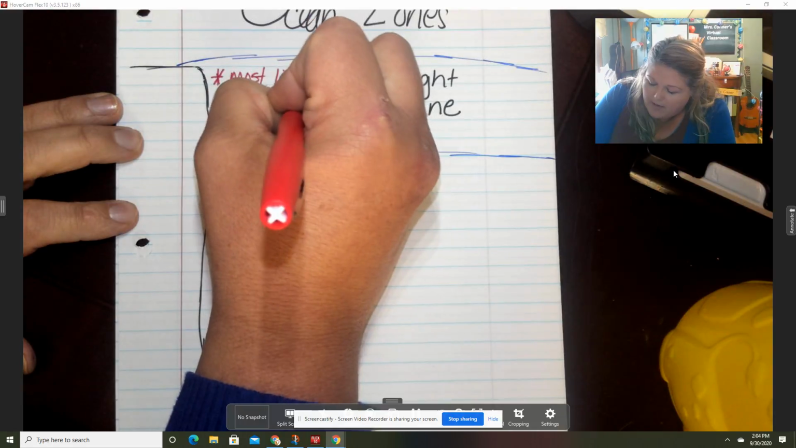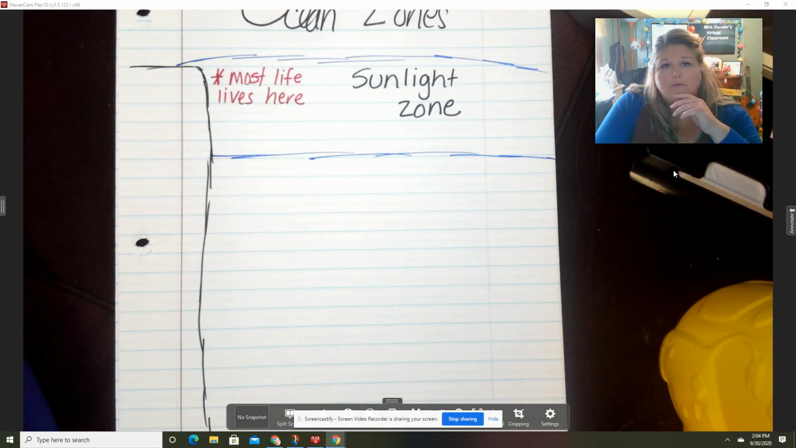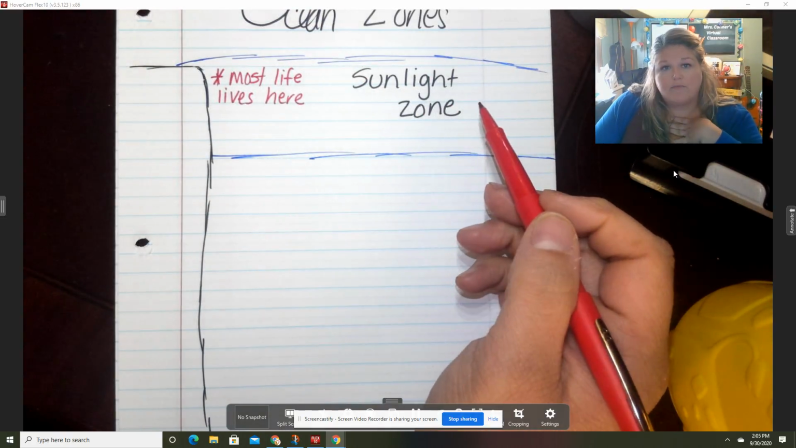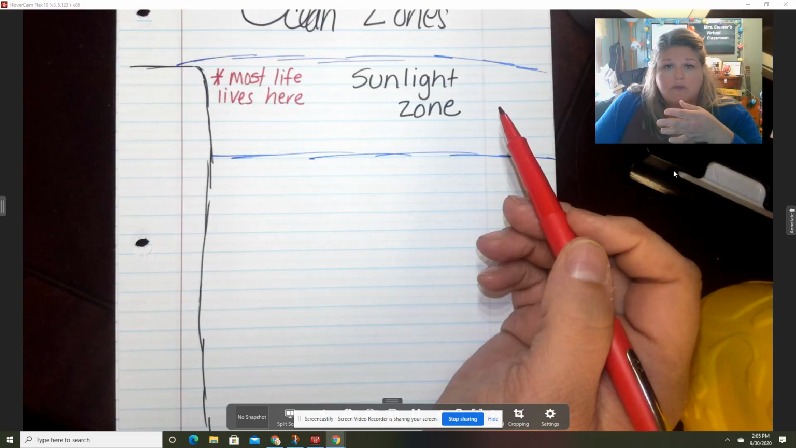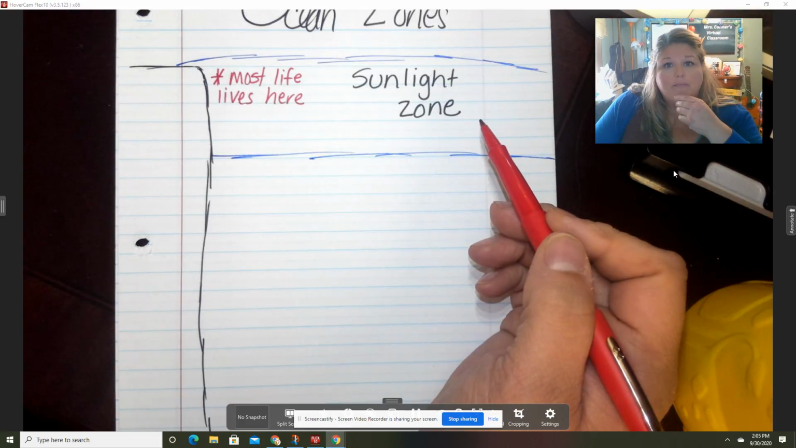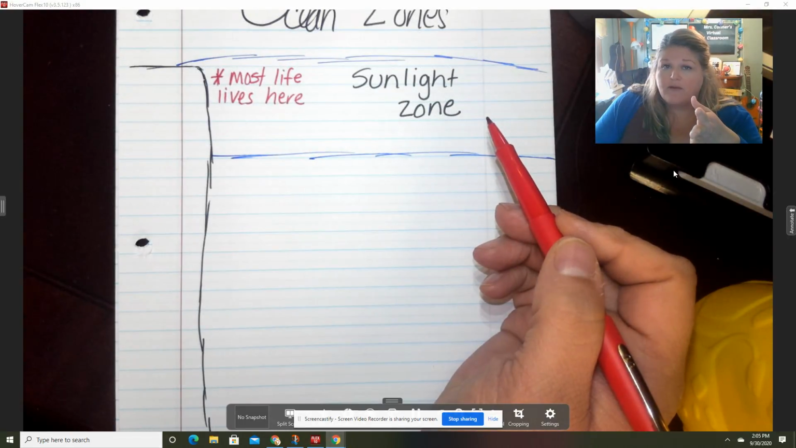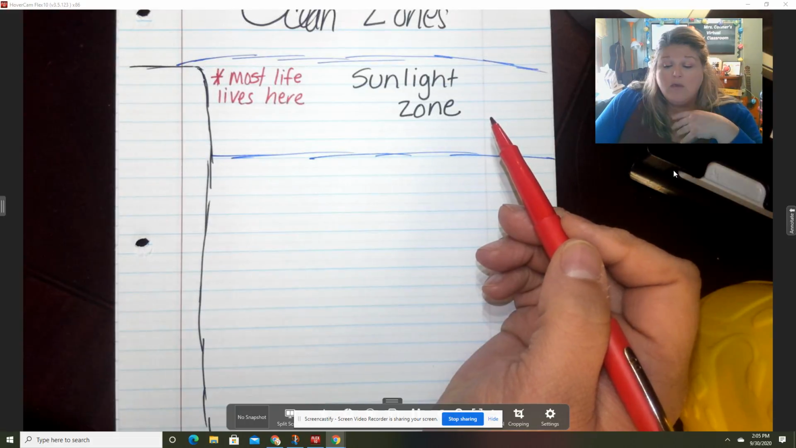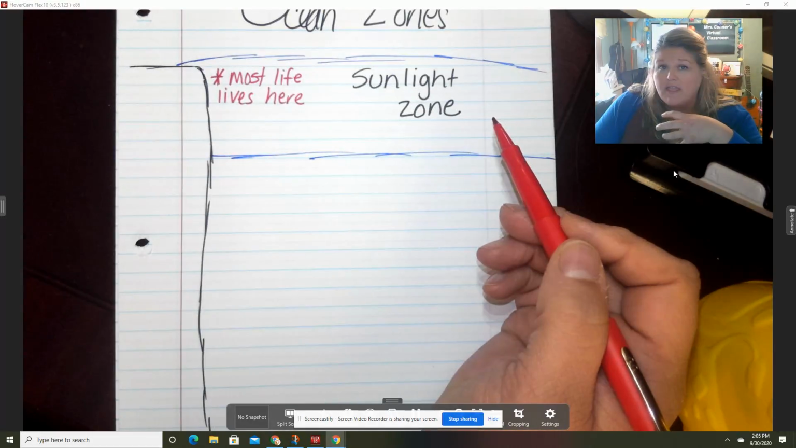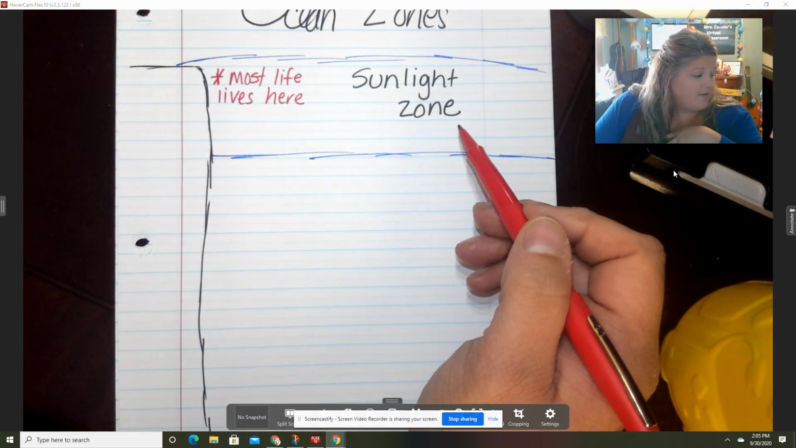And if you think about it, let's think about last week when we were talking about plants. What do plants do? Well, they do photosynthesis. To do photosynthesis, what do they have to have? They have to have sunlight. So it would make sense that the only place that plants would be able to live would be the sunlight zone, because they have to be in an area where the sun can get to them. So you're thinking about the plants that live in the ocean, the phytoplankton that we talked about, and then just plants like seaweed, kelp, things like that. They have to be in an area where they can get that sun. So that's why they only live in the sunlight zone.